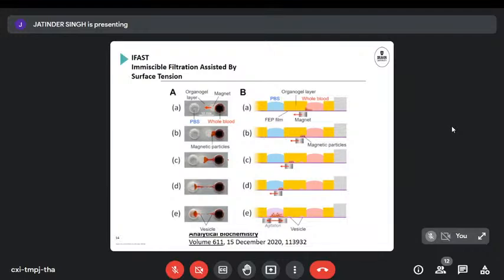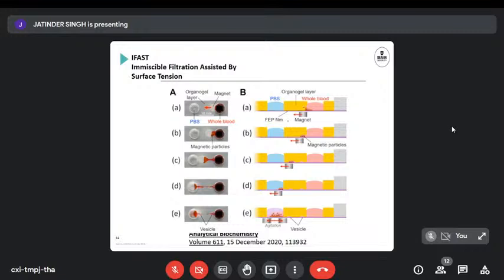carryover was a significant issue in the IFAST process, because the hydrophilic beads, when introduced into the organic solvents, the water that was stuck on the outside had no affinity at all to the octanol sitting on top, so it stayed there, carrying a lot of contaminants still along from one fluidic environment to the other fluidic environment. And here the organogel kind of addressed that issue.